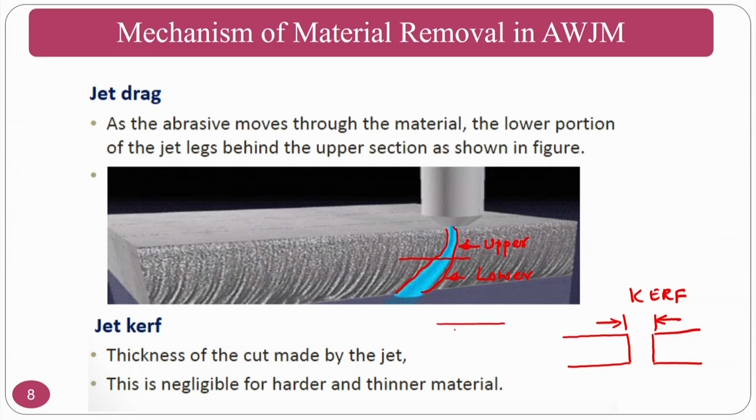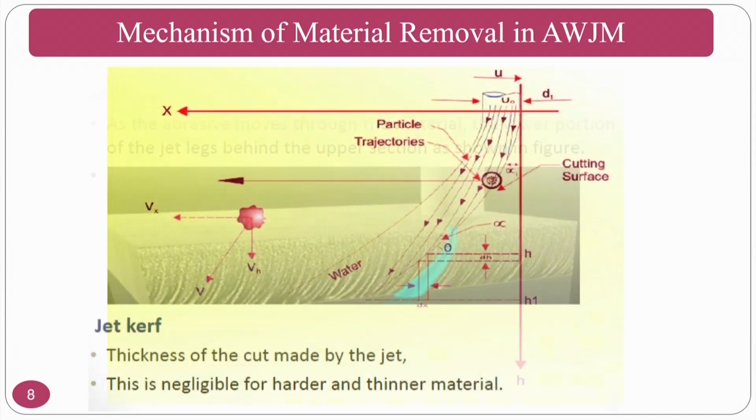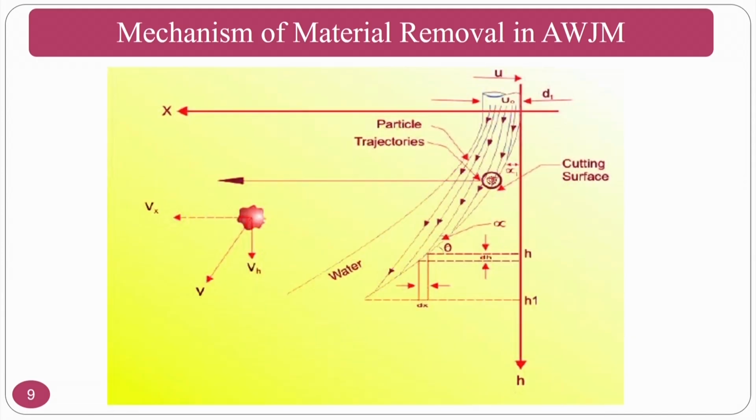Or simply to understand, assume that I have a surface on which I want to make a channel. Okay. So, I want to make a channel on the surface. If I make a channel, this is my metal surface, and this is the micro channel, this is nothing but the kerf. Okay. This is negligible for harder and thinner materials. Normally the kerf thickness is very fine in terms of harder and thinner materials.